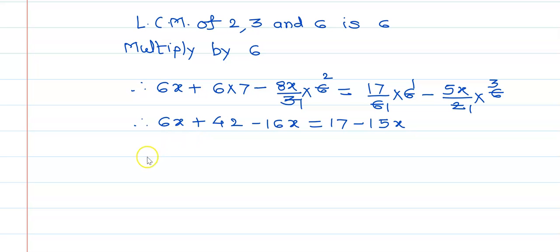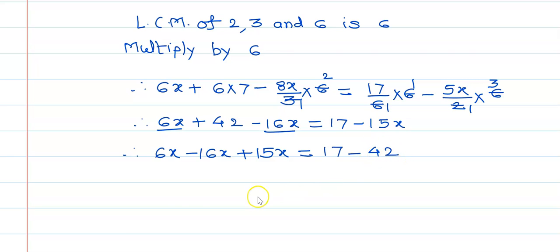Next, collect all these variables to the left hand side. First is 6x as it is. Next minus 16x, and minus 15x. Transpose to the left hand side, it will become plus 15x. 17 to the right hand side as it is, and now transpose this plus 42 to the right hand side, it will become minus 42.